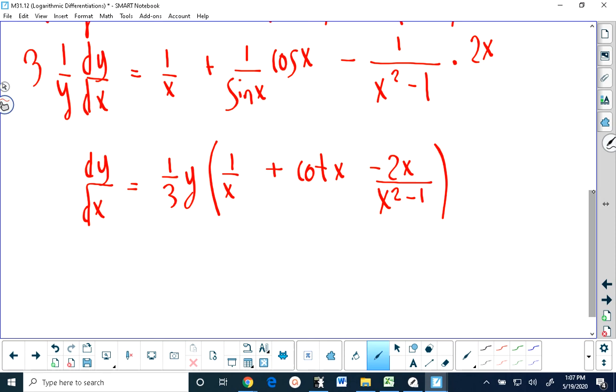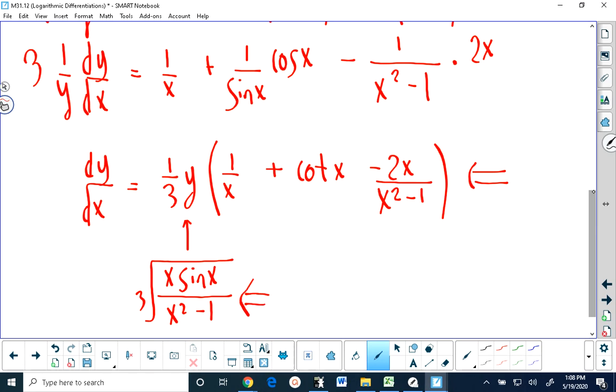Whether you put in for y the cube root of x sine x over x squared minus 1 is entirely up to you. I would say, though, it's not necessary because if you want to find the value of dy dx when x is 5, for example, you'd put 5 everywhere up here for x, and you would put 5 in here for x, and then put the result for this y value up into your derivative. So I don't think it's necessary to do the substitution. In other words, everybody, that's the answer. 1/3 y multiplied by 1 over x plus cotangent of x minus 2x over x squared minus 1.